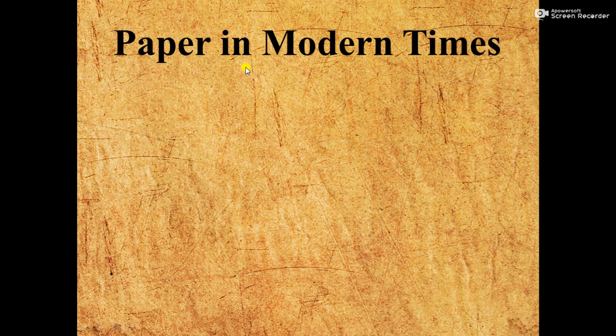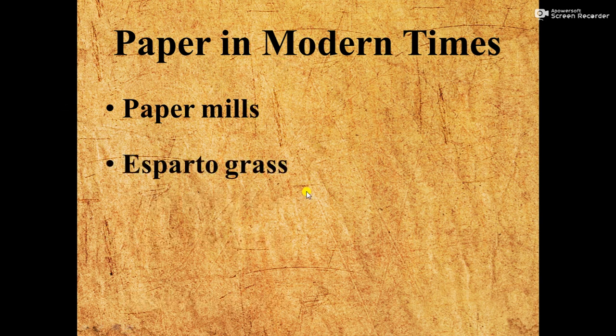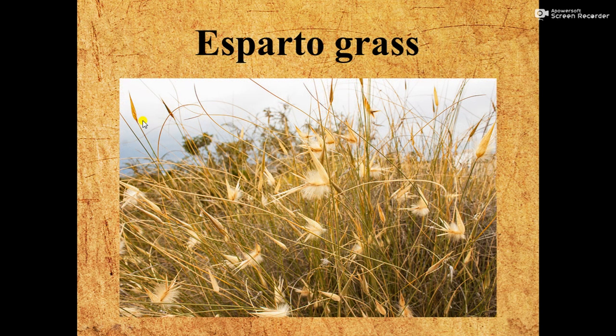Then comes paper in modern times. In modern times, paper is made in paper mills, and the raw materials for paper making are esparto grass and wood pulp. These two things are the raw materials for paper. So this is how esparto grass looks. In the present time, the paper making process is very fast, so we will discuss it elaborately in the next class.